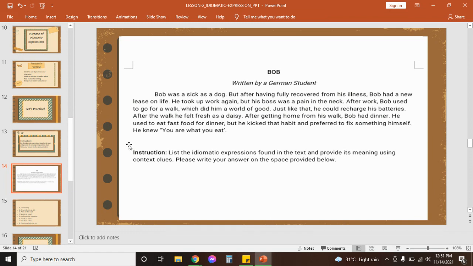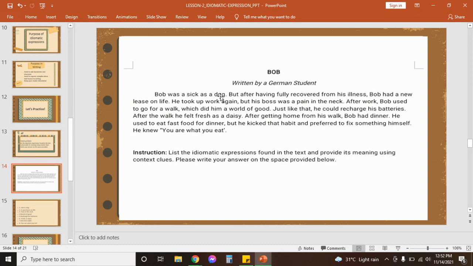Okay, very good. So, the instruction here is to list all the idiomatic expressions that you can find in the text and provide their meaning using context clues. Since you don't have your pen and paper with you, let's just identify what idiomatic expressions are being used and the context clues or meaning that they imply. Bob was sick as a dog. Do you think this is an idiomatic expression?